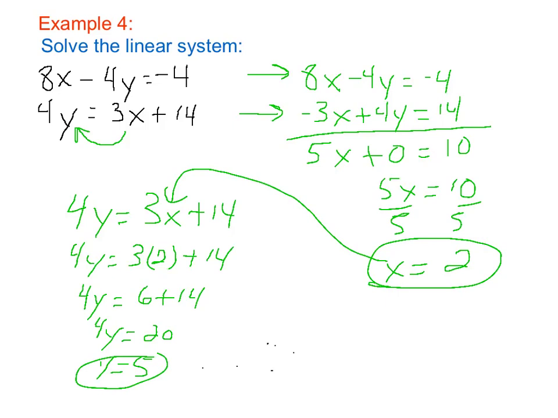Again, we're going to write our solution as an ordered pair. So x always comes first, y comes second. So we've got 2, 5 is our answer.